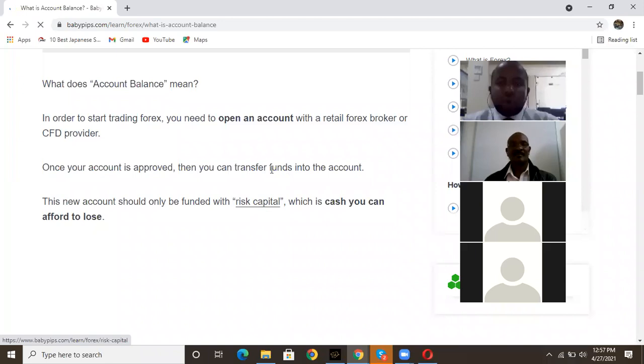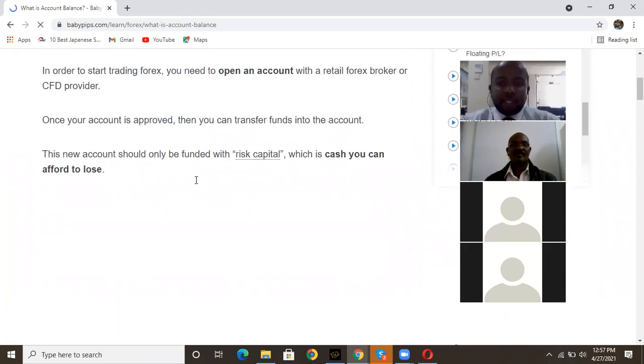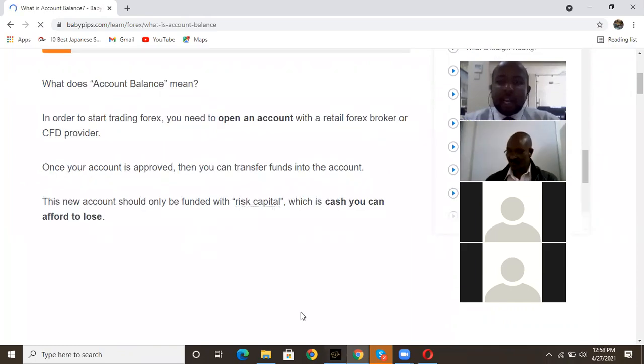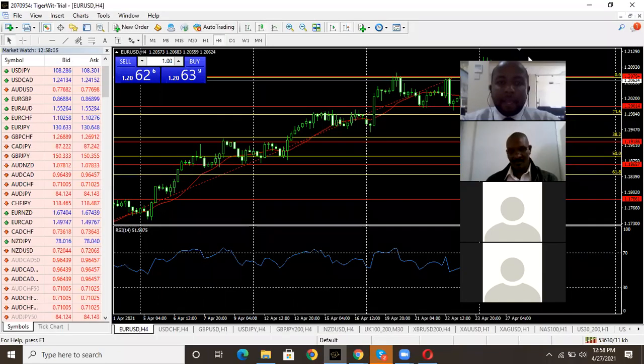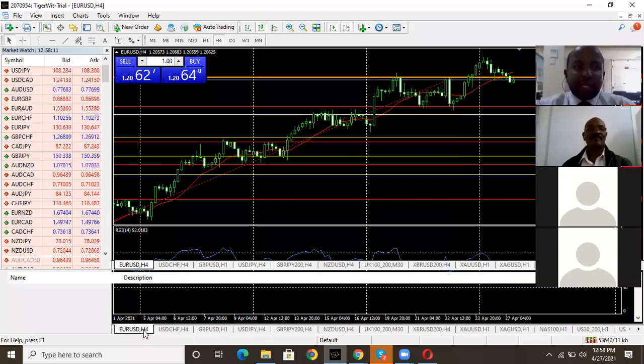If you do not risk money, or if you do not risk anything in this life, you really won't get anything. So this is cash I can afford to lose. With an example of that 1,000, if I'm risking, let me show you with the MT4. Say I have 1,000, this is my MT4. Say I have 1,000 balance here. This is just a trial.